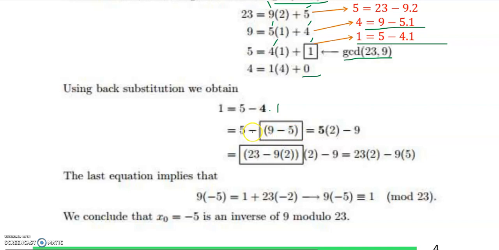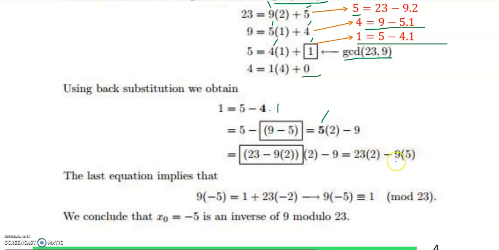Now here, this minus, you multiply minus 9, minus into minus is plus 5. So plus 5 means 5 plus 5, 10, that is 2 times 5. Okay, so I am writing it like this. Now what is the value of 5? 23 minus 9 into 2. So for 5, I can write 23 minus 9 into 2. Multiply this 2, then minus 9. So I can simplify this as 23 multiply 2 minus 9 times 5.